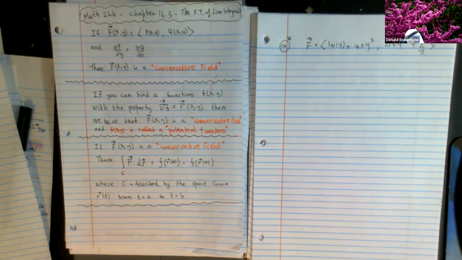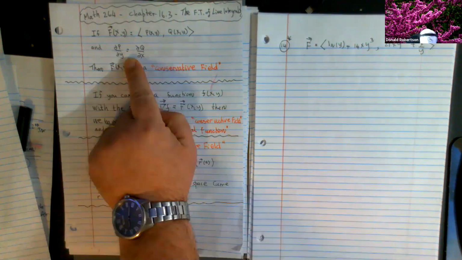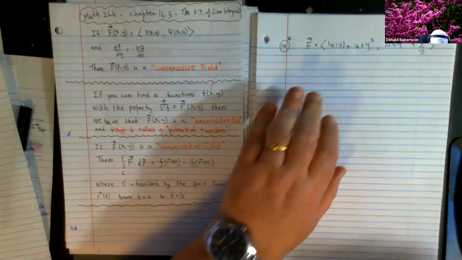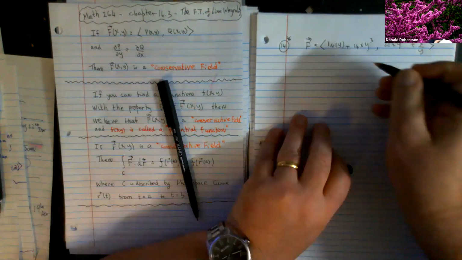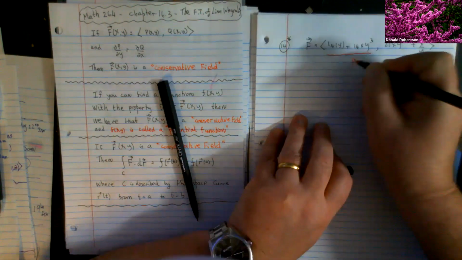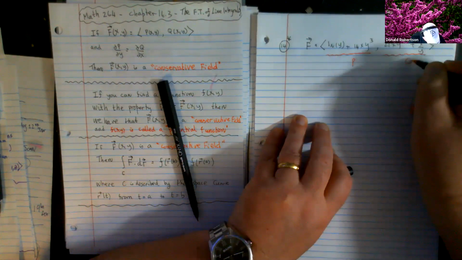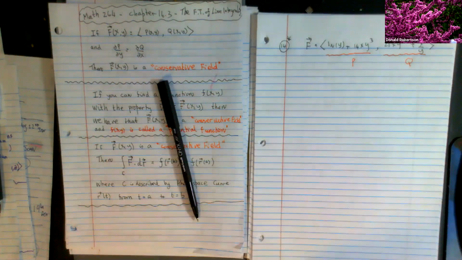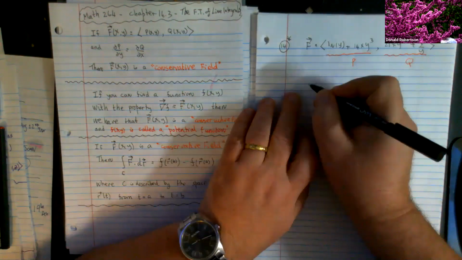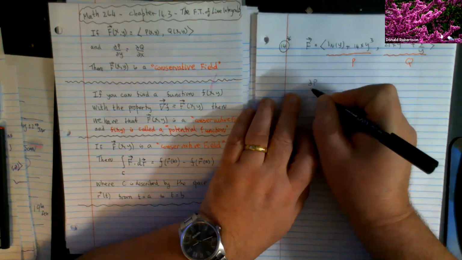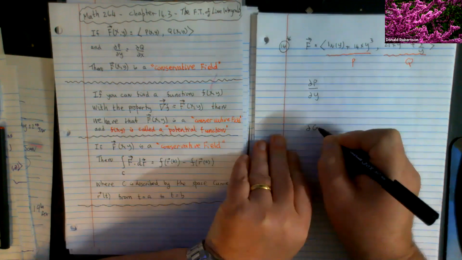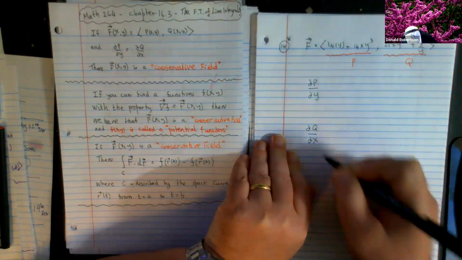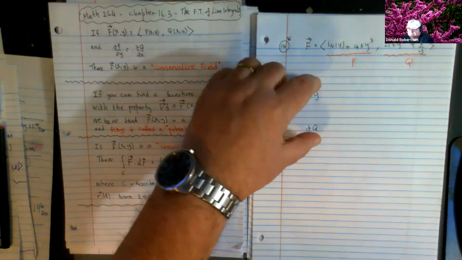And the test for conservative is this. Because I'm being consistent with the book, they call this one P, and they call this one Q, which is totally okay. And we have defined the partial derivative of P with respect to y, and then the partial derivative of Q with respect to x. And if these two things are identical, we have a conservative field.